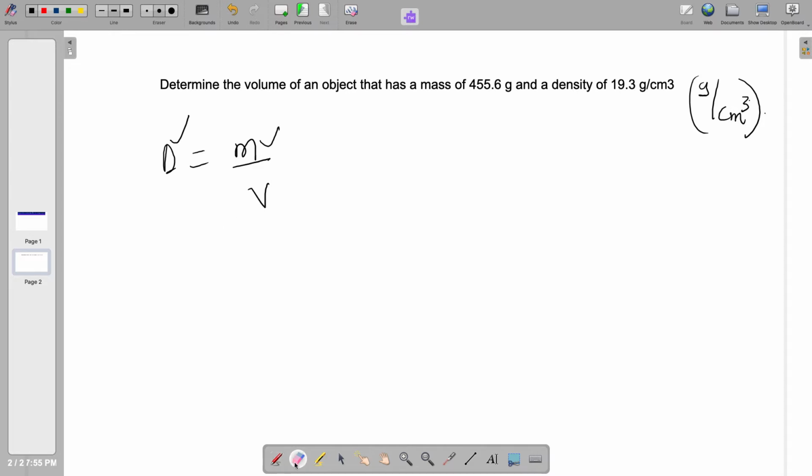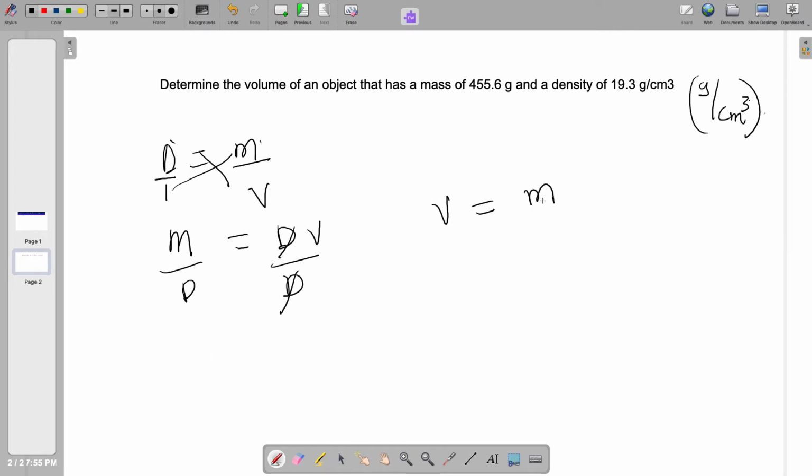We cross multiply and then isolate our V. Remember D is on top, D is a numerator, so below it is a denominator, which is 1. So we cross multiply. 1 times M will give us M, and then D times V will give us DV. But we want V, so we divide here by D, divide here by D. So D cancels D. So our V is equal to our mass over our density. So we plug in our values.